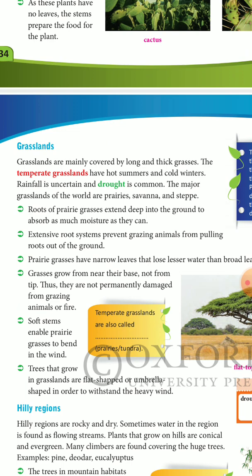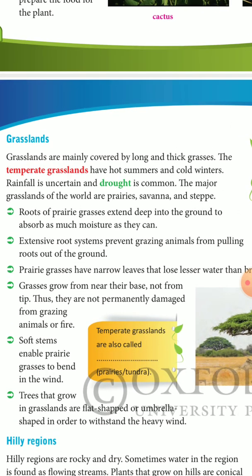Drought, यानी जो सूखा होता है. So as in India also the rain is never certain. कभी भी बारिश आती है, in some years it rains heavily, some years it doesn't rain. So drought is common means सूखा, it's always there. So it depends upon the rainy season. The major grasslands are prairies, savanna and steppe. These are the different grassland areas.